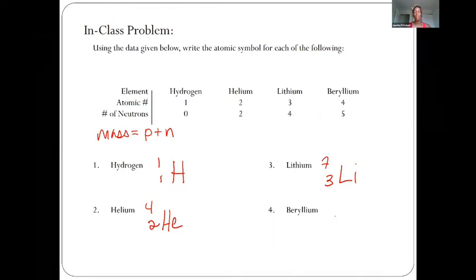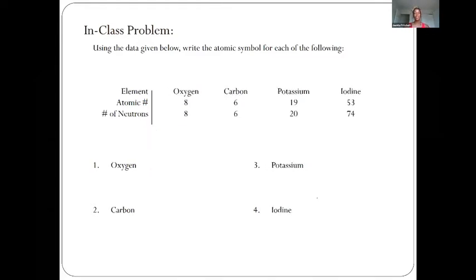Next, we have beryllium. Symbol is Be. On the bottom would be the number 4. Up top, the number 9. Do one more set. Oxygen here is shown for us. So oxygen has a symbol of O. The atomic number would be 8. The mass number would be 16.